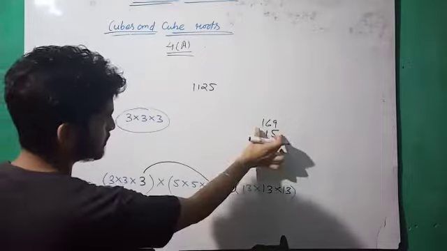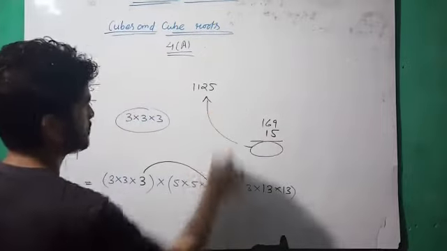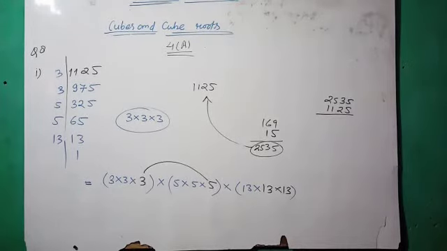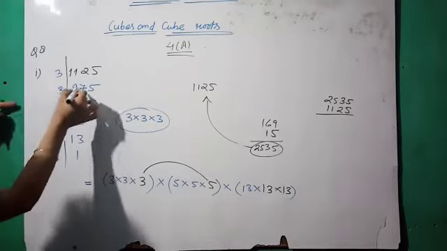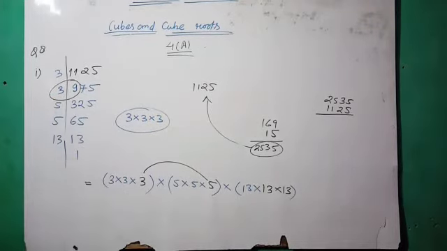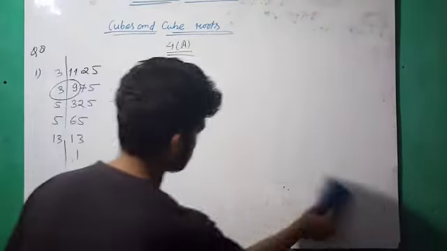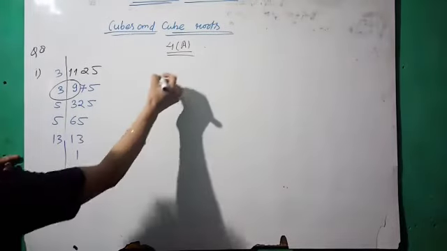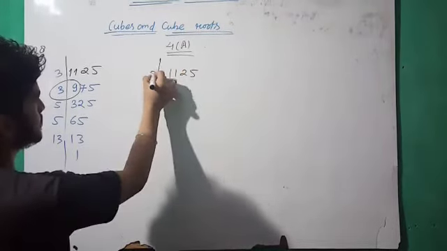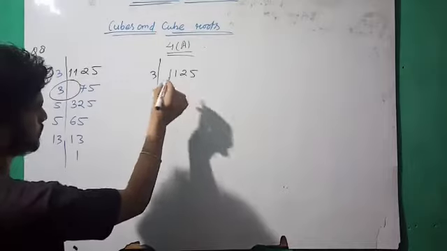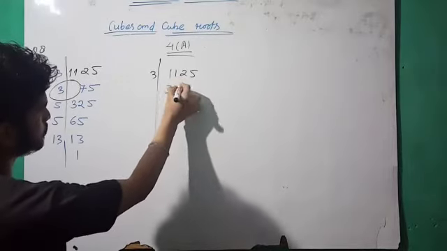First we multiply this number by this, then we find the cube root of the resulting number. Sorry students, I made a mistake here. We don't need this calculation. 1125 divided by 3, so 3 3s are 9, then 2 3s are 6, 2 2 22, 375.